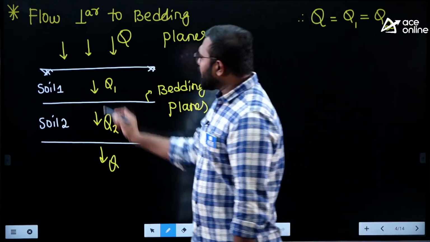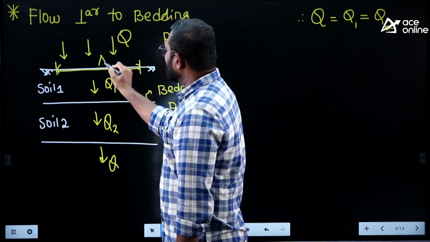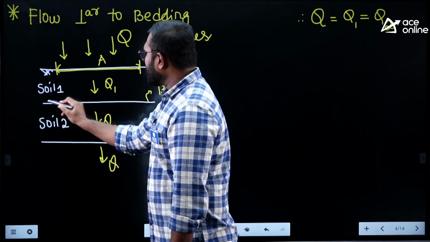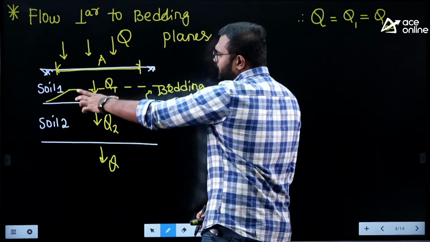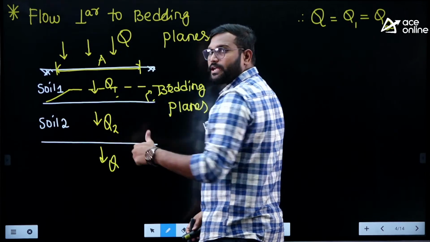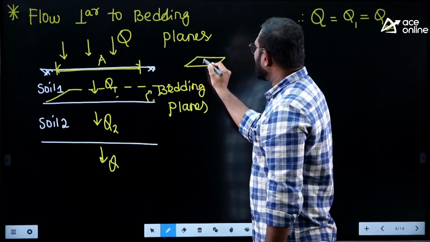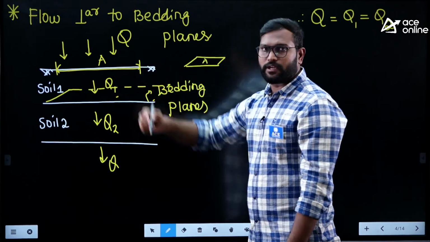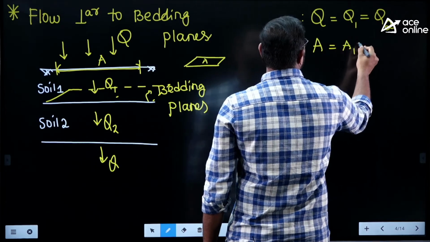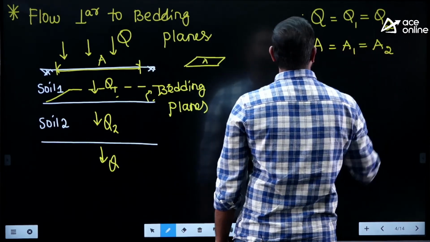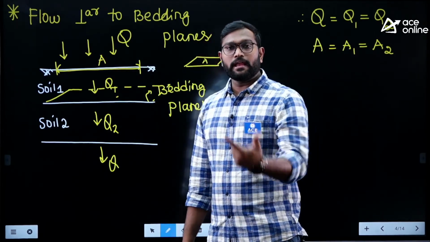When the flow happens like this, this is going to be the cross-sectional area, right? If you take the plane of each soil, when the flow is happening, this plane area is going to be the same for all the soils. So I can write area A1 equals A2. When the flow is perpendicular to the bedding planes, the flow rate is the same, and the area is also the same.